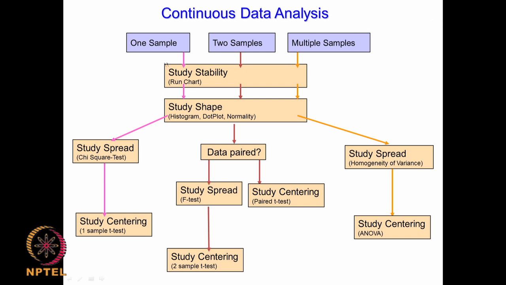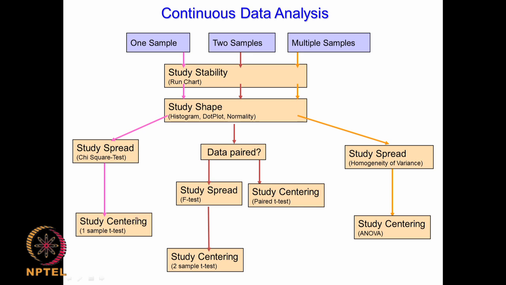There are many ways by which one could analyze this data. One is the run chart, then we can look at the shape, create a histogram and see whether it looks normally distributed, and so on. Then there is something called a chi-square test, and then there is something called a t-test. T-tests are generally meant for comparing means, chi-square tests are generally meant for comparing ratios, and there is something called the F-test, which is generally meant for comparing variances or spreads.